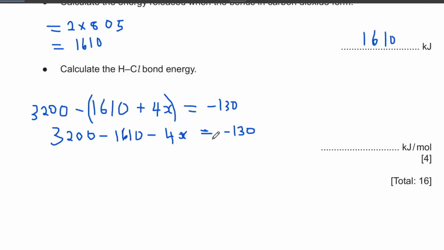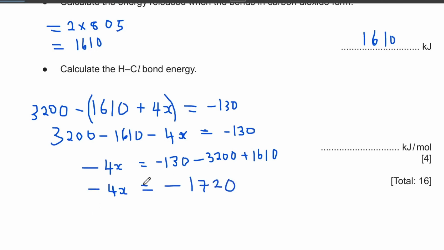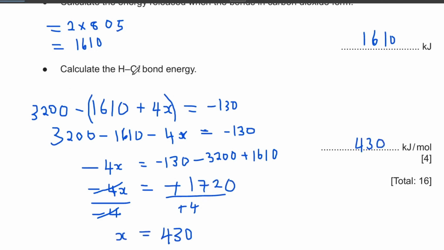So next is to collect like terms. And we show our minus 4x to be equal to minus 130, and when this crosses here, it changes to minus also. And then when this crosses to this side, it changes to plus. So to get our x, divide both sides by minus 4. Our x will therefore be equal to 1720 divided by 4. Therefore, the hydrogen chlorine bond energy is equal to 430 kilojoule per mole. So this is how we solve it.